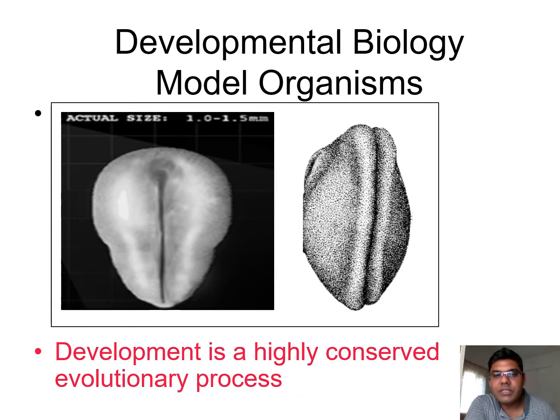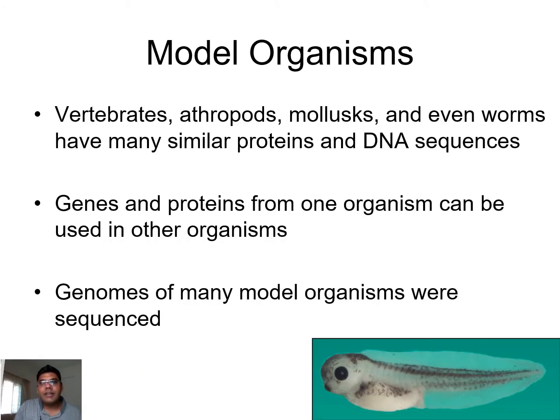This picture depicts the neurulation stage, where the neural tube is produced. Therein, people believe that this whole process of development is highly evolutionarily conserved. Like I said, vertebrates, arthropods, mollusks, and even worms may have similar proteins and DNA sequences. These genes and proteins from one organism can be used by another organism. So some genes can be utilized across species to make the function normal in the other species. The genomes of many model organisms are already sequenced now, and a lot of information is available.